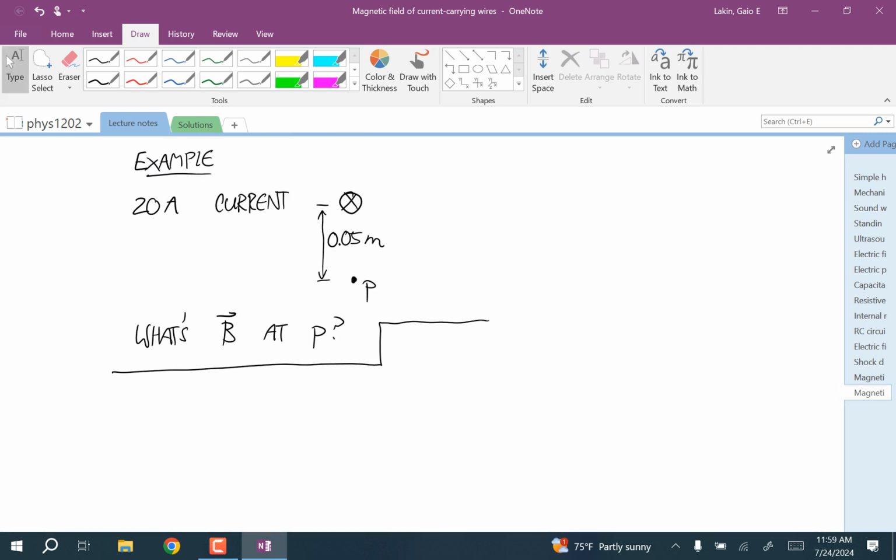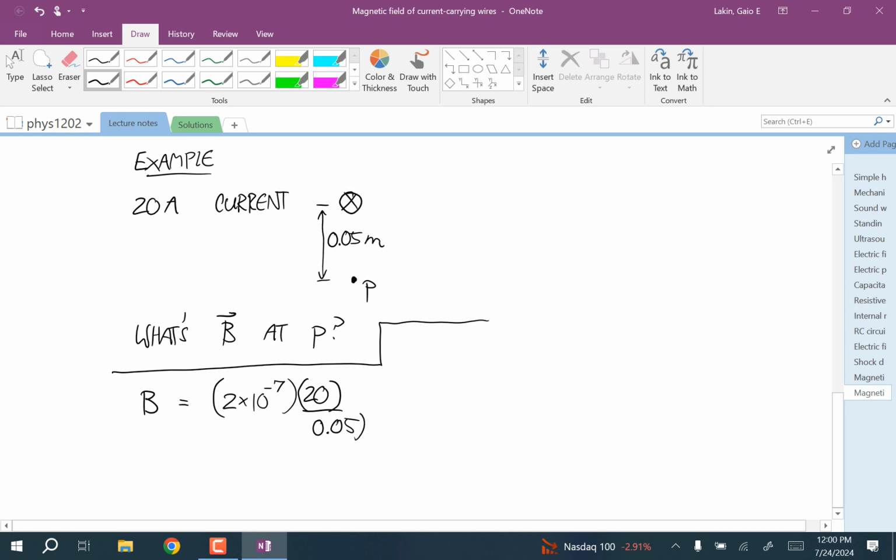Okay, first let's calculate the magnitude. That's the easy part. So this is the constant, 2 times 10 to the minus 7, times the current through the wire, which is 20 amps. I'll just leave off the units. Everything's SI units, like usual. The distance from the center of the wire to the point we care about is 0.05 meters, 5 centimeters. And so we get a magnitude of the magnetic field vector at this point P of 8.0 times 10 to the minus fifth Tesla.